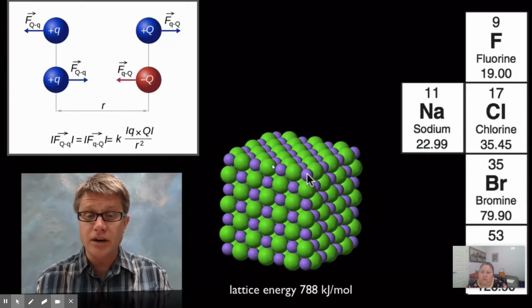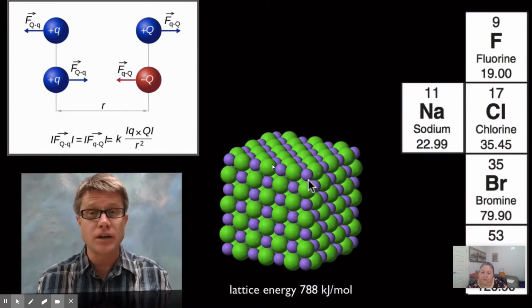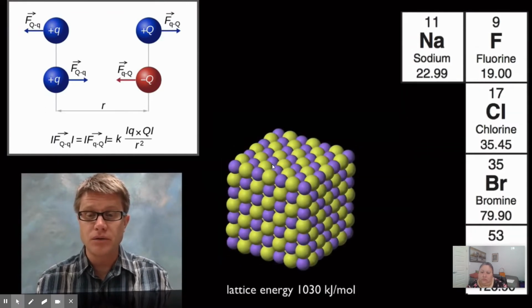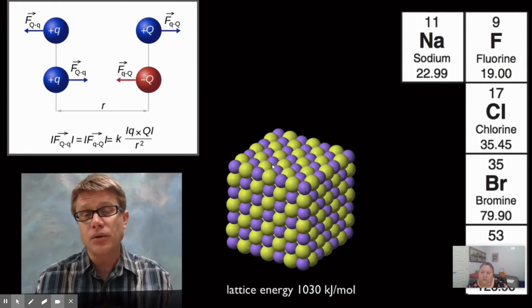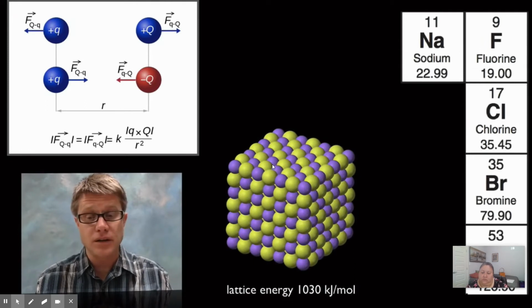Well, in each of these diagrams here, sodium is going to be this little purple sphere, and I try to keep that about the same size. But let's look at fluorine now. As we move to fluorine, can you see that that fluorine ion is going to be smaller? And since it's smaller, our lattice energy is going to increase because those ions are closer together.